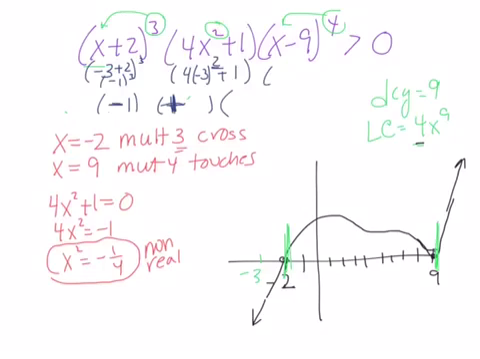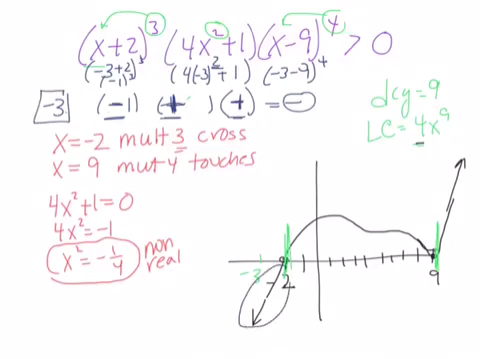Now if I plug in -3 here, -3 minus 9 raised to the 4th, well that's -12 raised to the 4th. Anything raised to an even power is positive. So that means when I plug -3 in, I get negative times positive, that's negative. So when I plug in -3, that's to the left of the -2, I'm in the negative region. That makes sense.